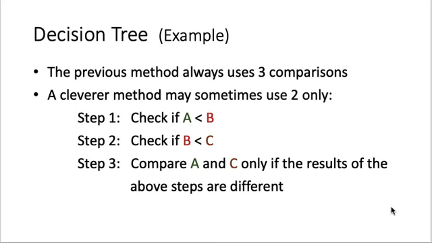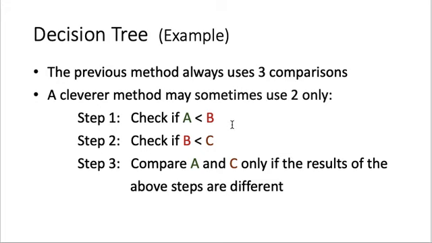Okay, let's see another example. So here, we will find out that the previous method always uses three comparisons, because no matter what happens, we will always compare A and B at the first step, compare B and C at the second step, and compare A and C at the third step. But we may design a cleverer method so that sometimes it just uses two comparisons only.